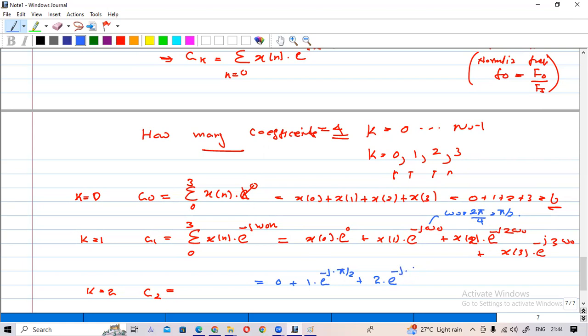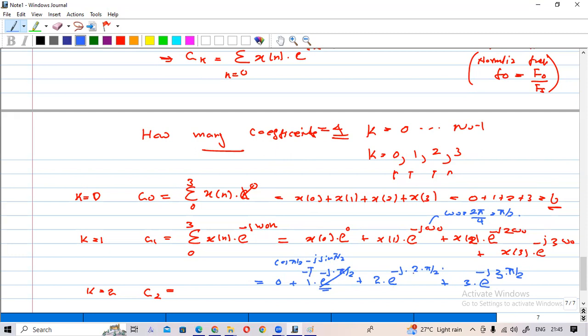2 omega means 5 by 2, 2 pi by 2, plus x3, that is 3, e to the power minus j3 omega naught is 5 by 2. Okay. So you can calculate this one. You can use Euler formula. So it will be cos 5 by 2 minus j sine 5 by 2. Cos 5 by 2 is 0, and minus j sine 5 by 2 is minus j. So this will be minus 2.